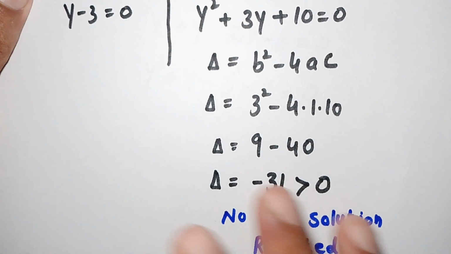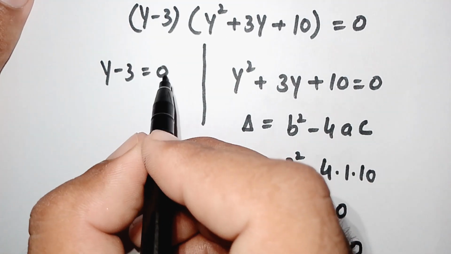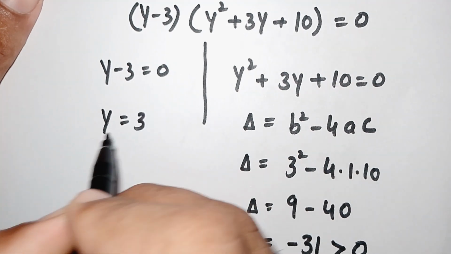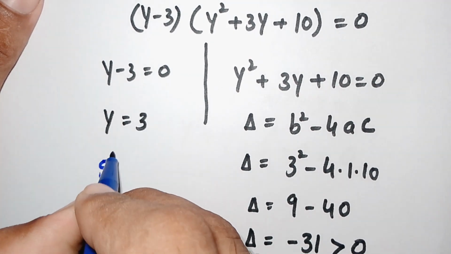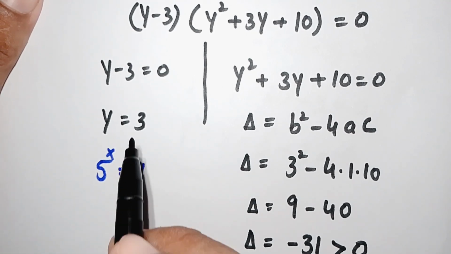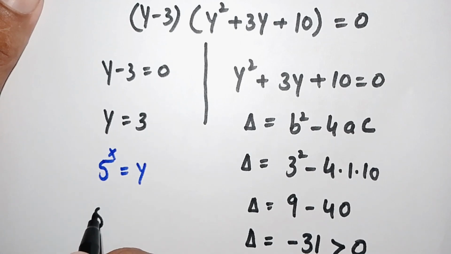Now we have to solve the first case, which is y minus 3 is equal to 0. So here we have to move this 3 to the right side, so this will become y is equal to 3. Now remember, we also know that 5 to the power of x is equal to y. Now here we have to put 3 in place of y, so this will become 5 to the power of x is equal to 3.